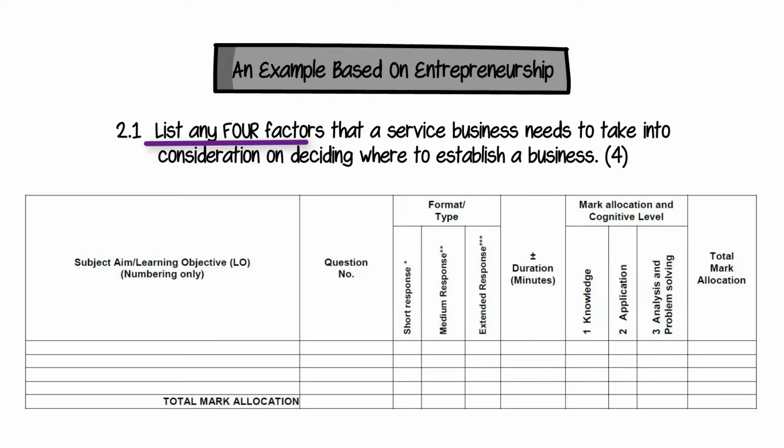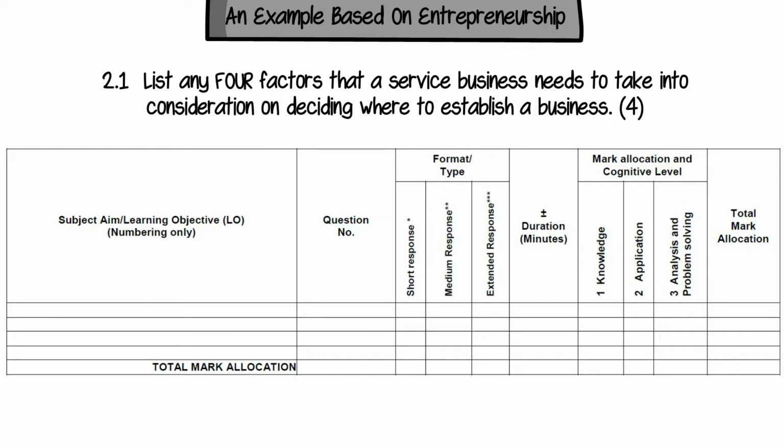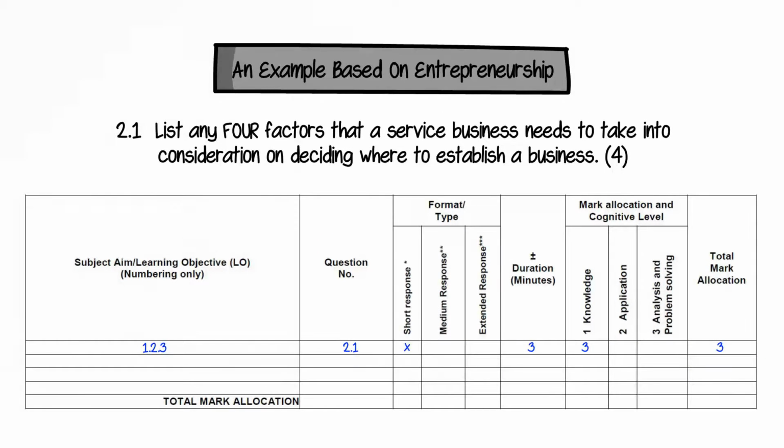2.1. List any 4 factors that a service business needs to take into consideration on deciding where to establish a business. Look at the completed analysis grid. Topic 1, Subject Outcome 1.2, Learning Outcome 1.2.3, Question number 2.1 is a short response question. The time allocated is 3 minutes. The cognitive level is knowledge, and the total mark is 3.